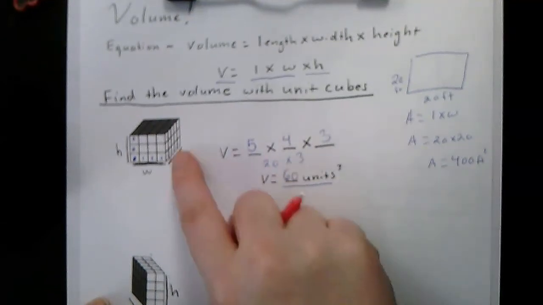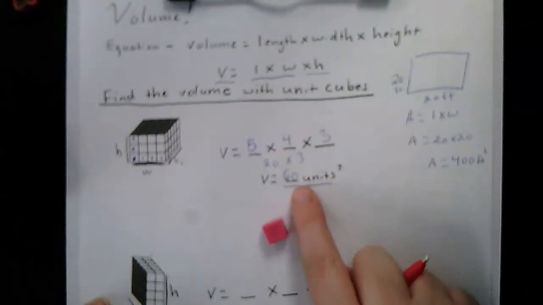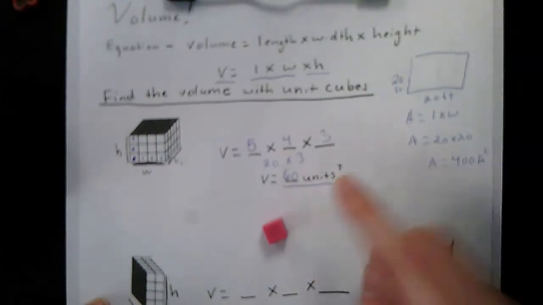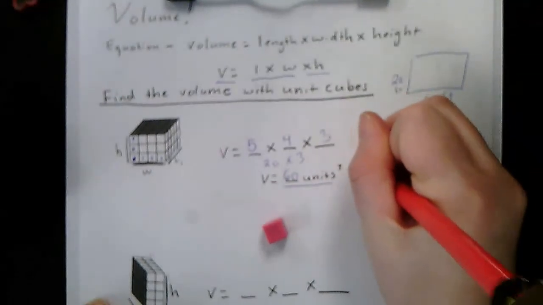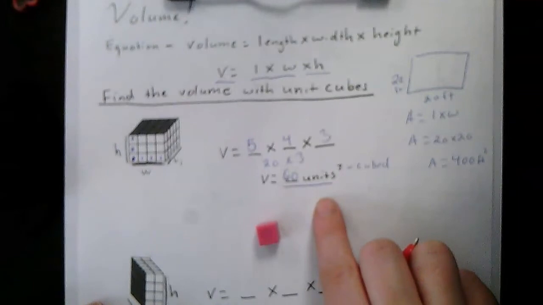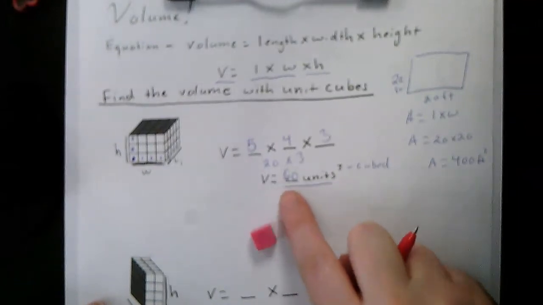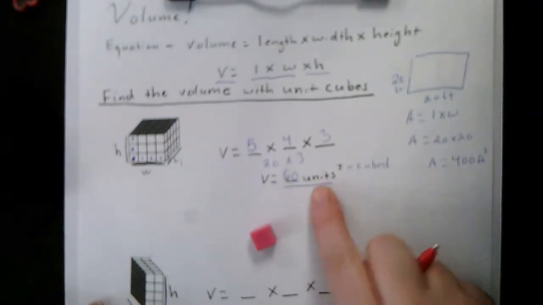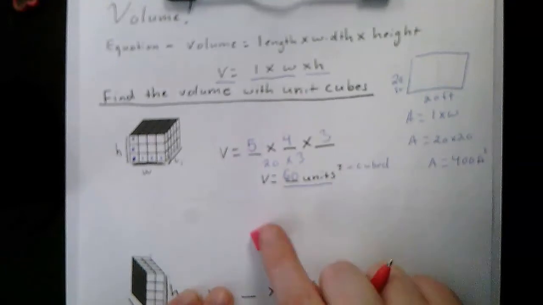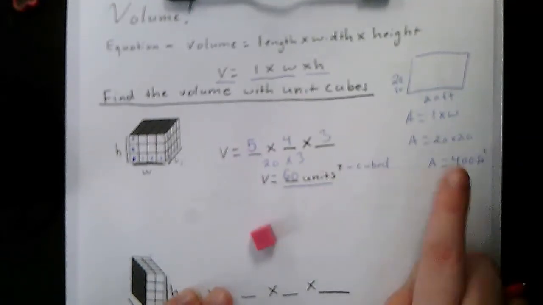Since I'm just counting what are called unit blocks, I just have 60 units. And then we have this little 3 over here, and this 3 means cubed. So if I were to say my answer out loud to somebody, I would say that my volume is 60 units cubed. And if I were to write it, I would make sure I have this little 3 exponent up here. So you can see how our answers kind of look the same.